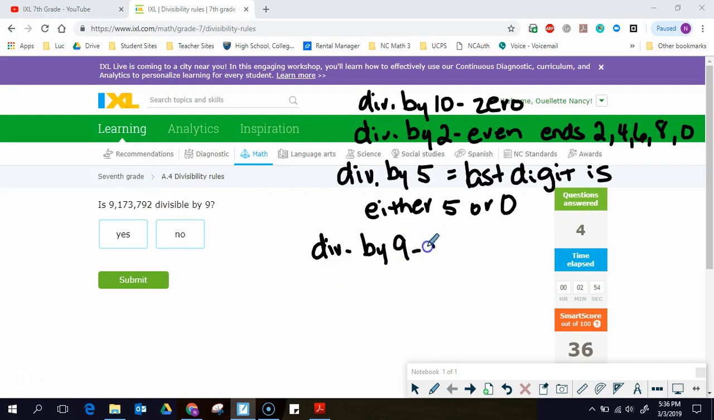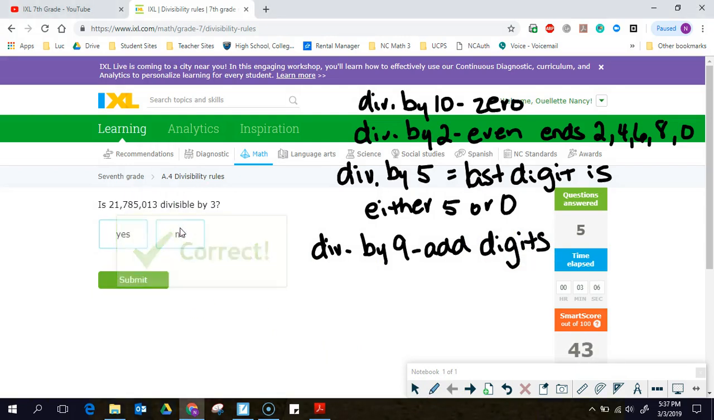So you add the digits, and if that resulting number is divisible by 9, then the whole thing's divisible by 9. The answer is no, because 38 is not divisible by 9.